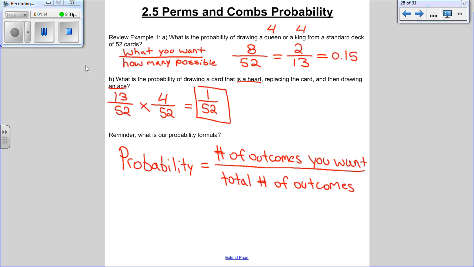Where this comes in handy for us, and how perms and combs come together. Remember with perms and combs, we've talked a lot about, like, here's 10 kids, how many ways could I have a committee with 2 girls and 2 boys? But we also have questions like, here's 10 kids, how many possible committees are there? What you've been doing the whole time is calculating what you want, and you've been calculating what's possible. But we just haven't been linking them together yet. But you've already been doing it.